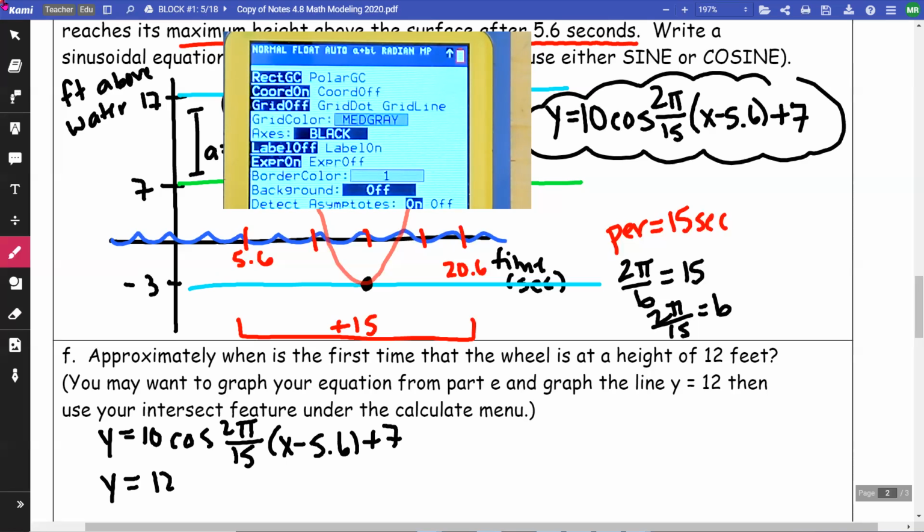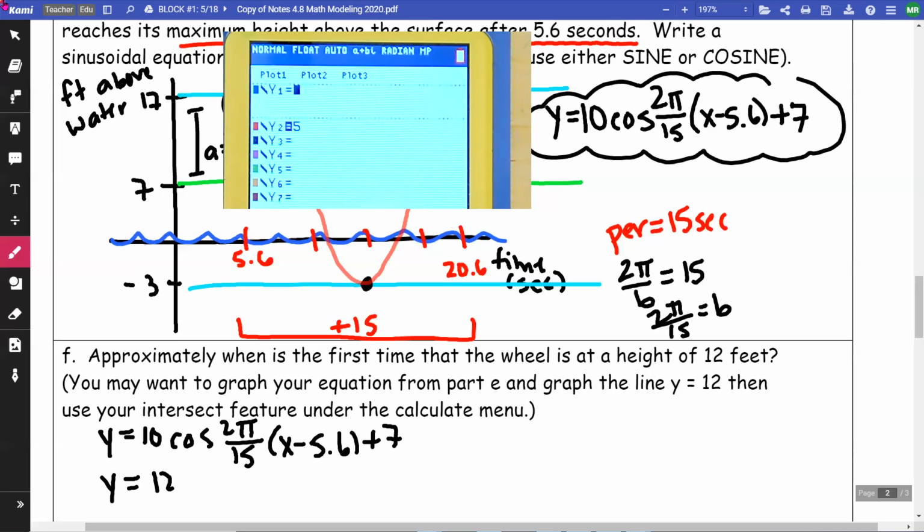Okay. So now let me go to my y equals, clear whatever I have here, and I'm going to re-enter this. I'm going to enter in 10 cosine, making sure my calculator's in radians. Alpha, y equals, 2 pi over 15, parenthesis, x minus 5.6, close, close, plus 7. And I'm also going to have y equals 12.